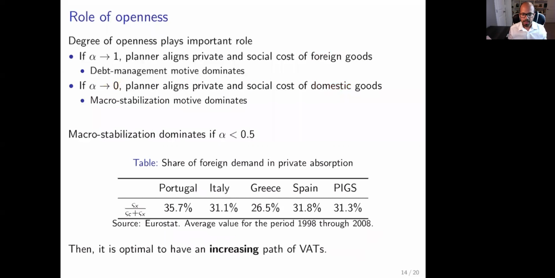The question is, empirically, which one of these forces is more important? Well, it depends on the level of alpha. We can show that if alpha is less than 0.5, the macro stabilization motive dominates. And empirically, this condition is easily satisfied. There's enough home bias in all of these economies such that the macro stabilization motive always dominates. Therefore, it's optimal to have an increasing path of the value-added tax.